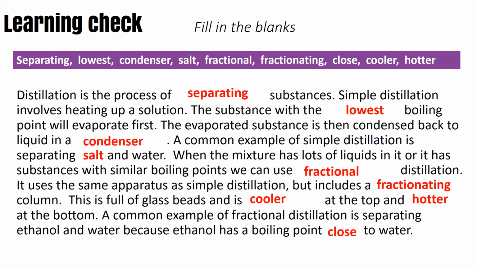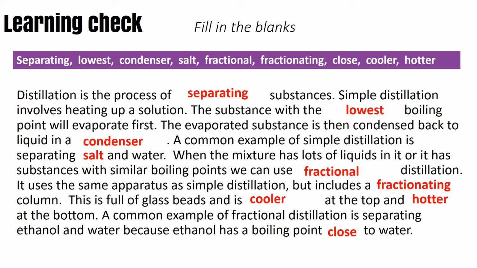The evaporated substance is then condensed back to a liquid in a condenser. Okay, so we've evaporated it, we've turned it into a gas with heat. Now we need to cool it down and turn it back into a liquid with a condenser. A common example of simple distillation is separating salt and water. This is the one they're going to ask you in your exam. I obviously can't predict hand on heart 100% that they may not shake that up, but in the history of past exams, the example for simple distillation is separating salt and water. Learn it.